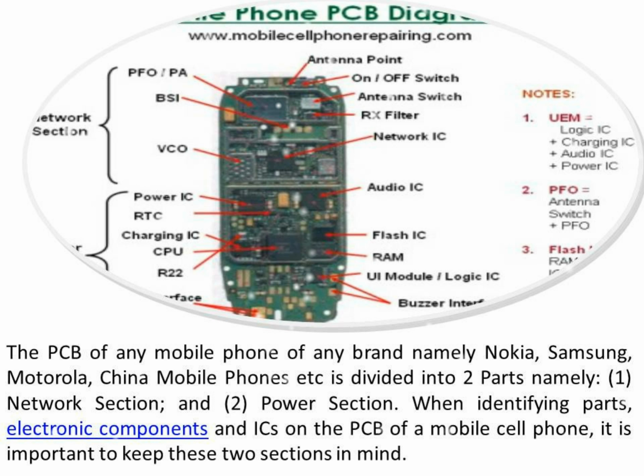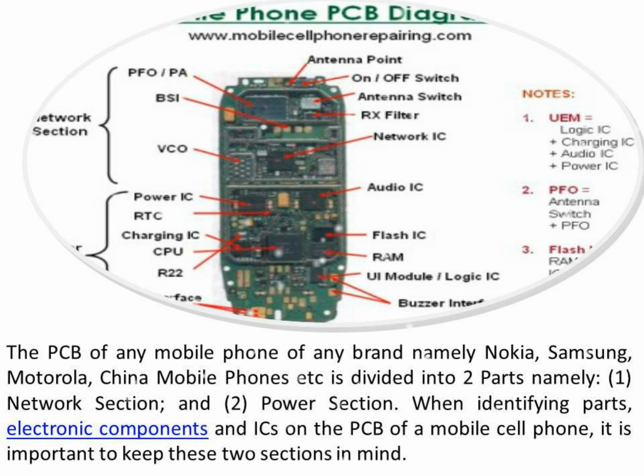The PCB of any mobile phone of any brand, namely Nokia, Samsung, Motorola, China mobile phones etc., is divided into two parts, namely 1. Network section, and 2. Power section. When identifying parts, electronic components and ICs on the PCB of a mobile cell phone, it is important to keep these two sections in mind. How to identify parts and components on the PCB of a mobile cell phone.